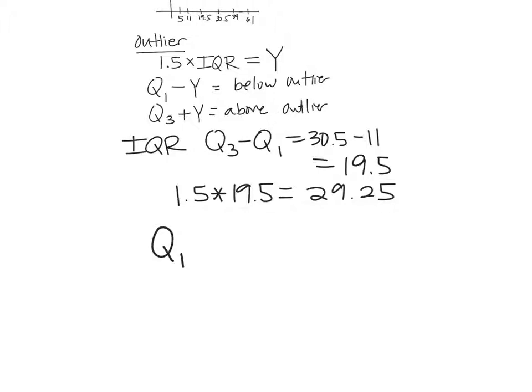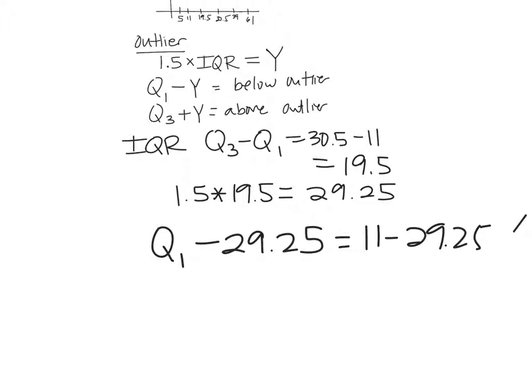All right, so to see if there are any low outliers, on the low side, you take Q1 and you subtract 29.25. Well, that's not going to make any sense in this problem because what was Q1? 11. So this is 11 minus 29.25. We don't even care. That's going to be negative. He didn't hit any negative home runs, okay?